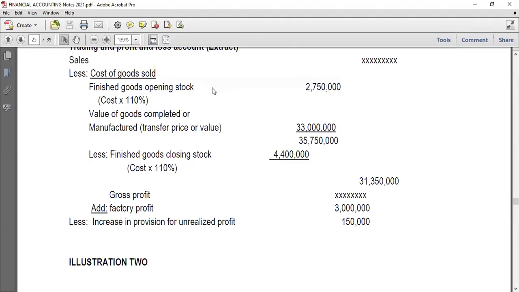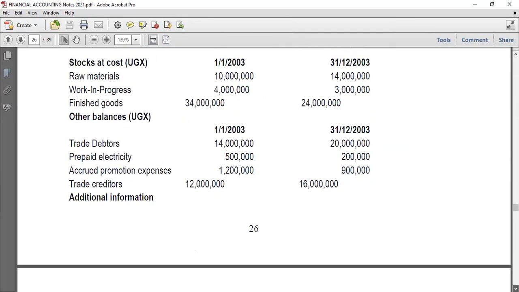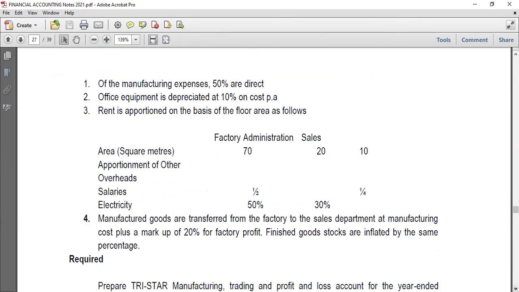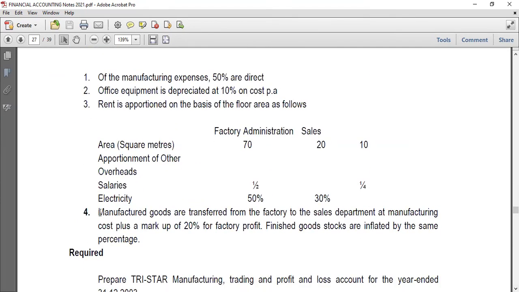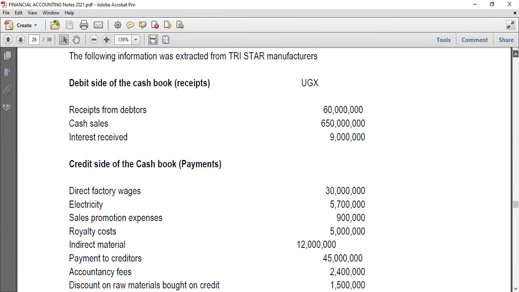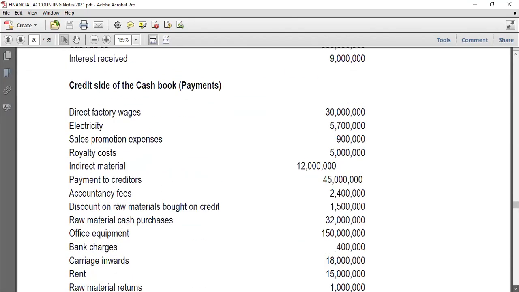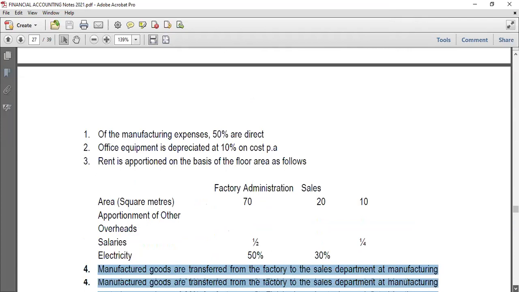In case you have any question, please use the chat box to ask, but I believe you've been following. So we have different illustrations. Usually, the examiner will include something in the additional information. This is an illustration too, okay? It tried to bring in the concept of transferring goods at markup.